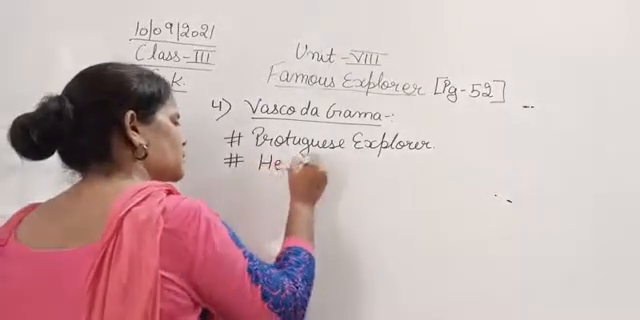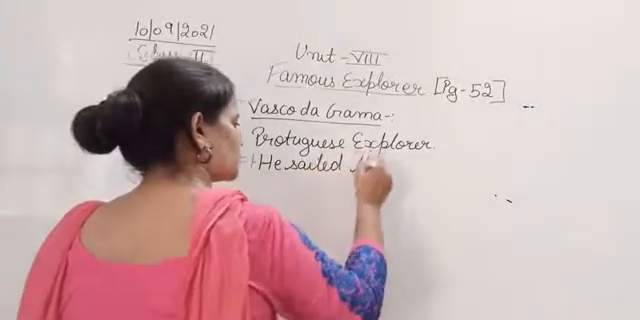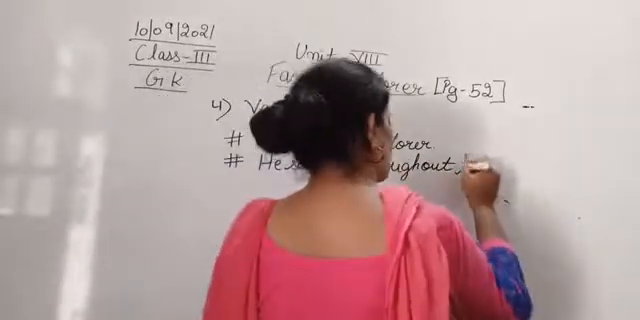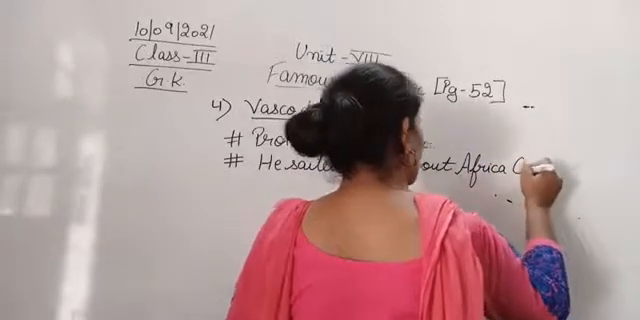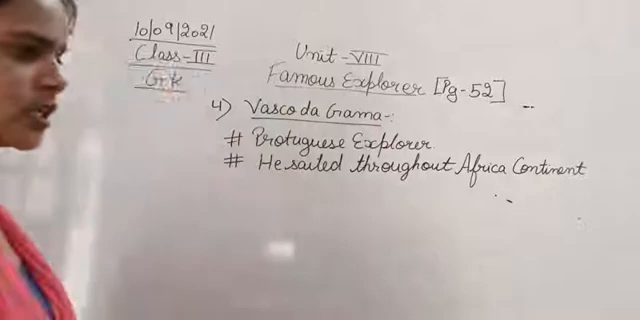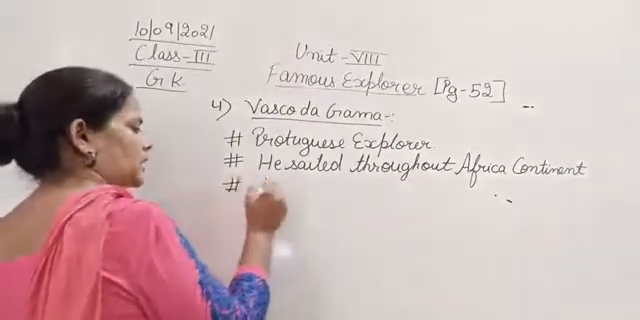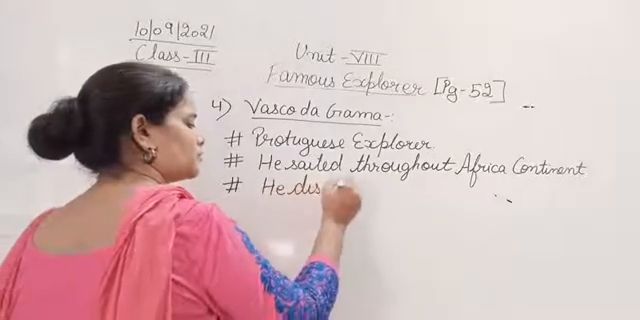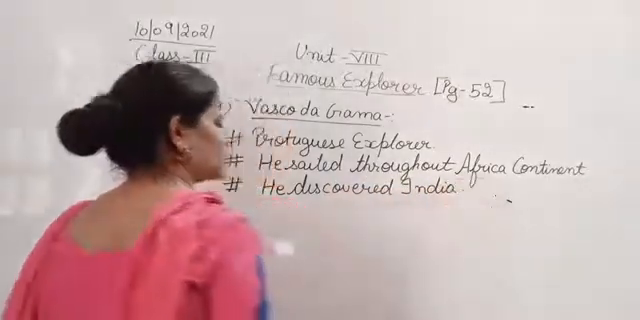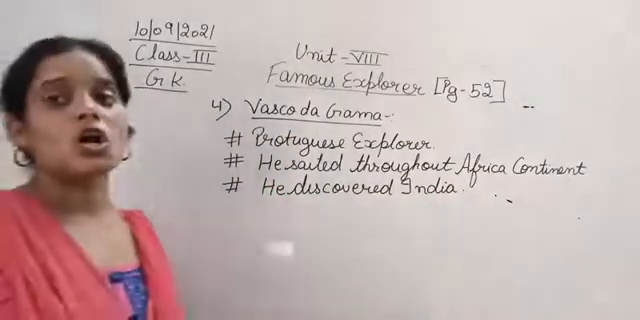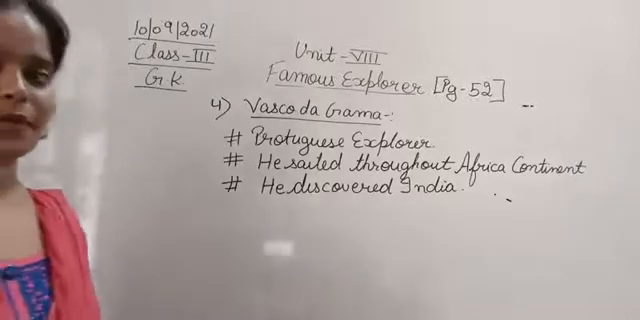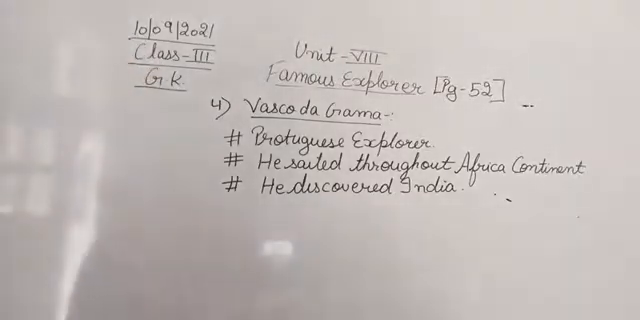He sailed throughout the African continent. So he has traveled around the African continent. Next, he discovered India. Yes, Vasco da Gama discovered India, or entered India through the Calicut coast region. So he is Vasco da Gama. Clear? So this was about Vasco da Gama.